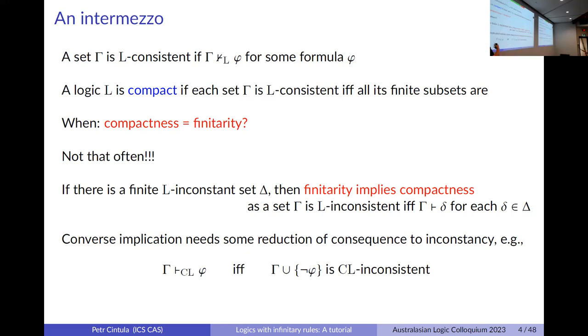You need some sort of reduction of a consequence to inconsistency, like in classical logic. But you know what is needed for that? You need the deduction theorem, double negation, and what else? Yes, the bottom and the falsum. So a lot of things are needed for this to work, so it doesn't work in that many logics. So please, if you work in a not completely classical setting, make distinctions between compactness and finitarity. These are different notions.